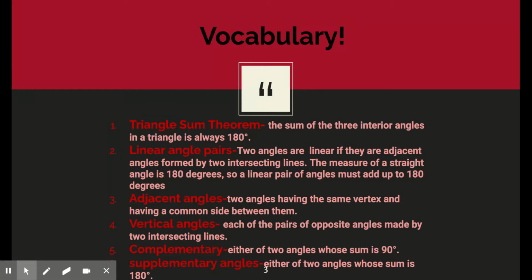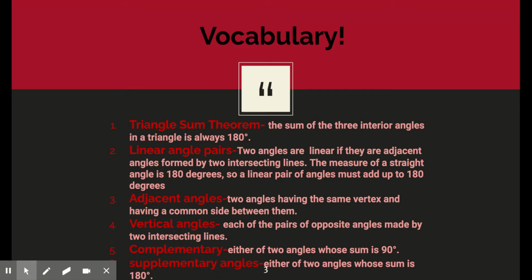So let's just go through some vocabulary really quickly that you're going to come into contact with. First, we have the triangle sum theorem. The triangle sum theorem states that the sum of the three interior angles in a triangle is always 180 degrees, okay?